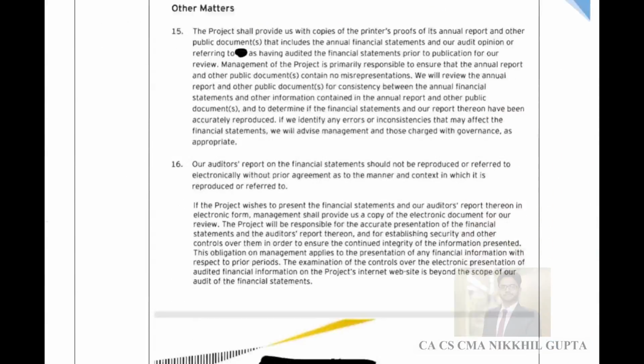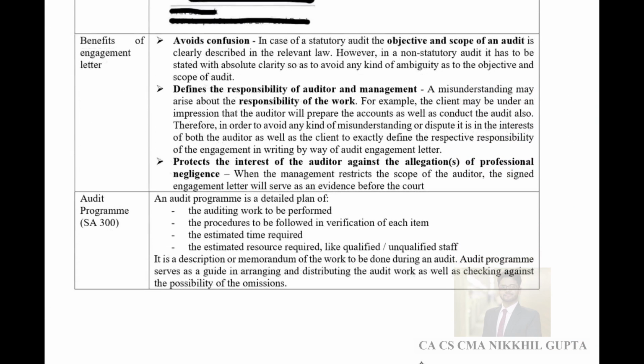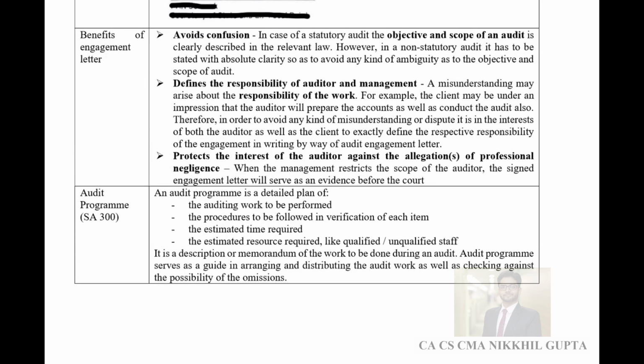And I am coming on to the next topic: benefits of having an engagement letter. So what are the reasons because of which an engagement letter is signed between the client and the auditor? The reasons are very, very clear. There is no ambiguity of terms: what has to be done by whom, whose responsibility it is, who is liable to what extent, what kind of work is to be done, which laws are to be followed. All these things are written in black and white inside the engagement letter. So the very first benefit of having an engagement letter is to avoid confusion. There is clarity of work, there is no ambiguity in the objective and scope of an audit.